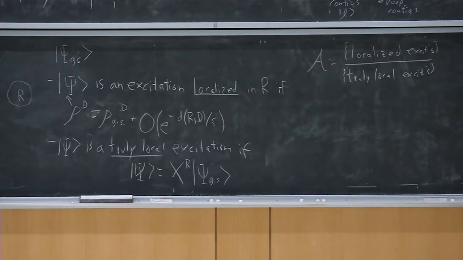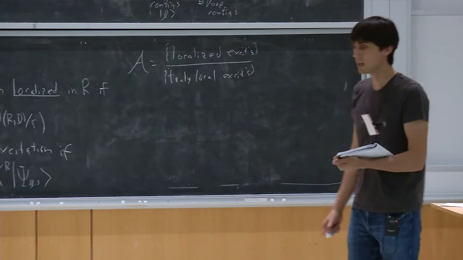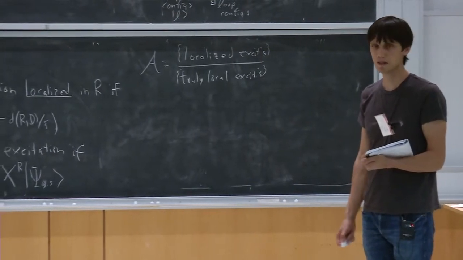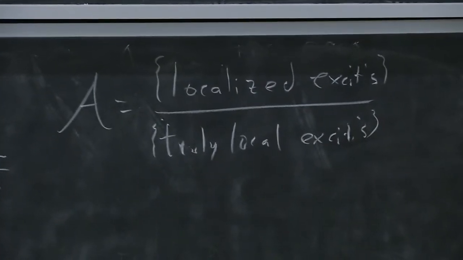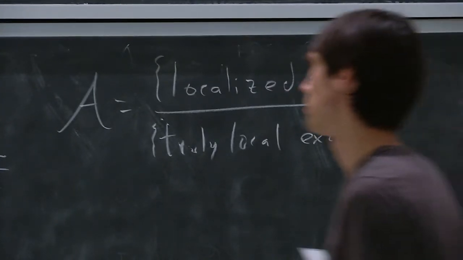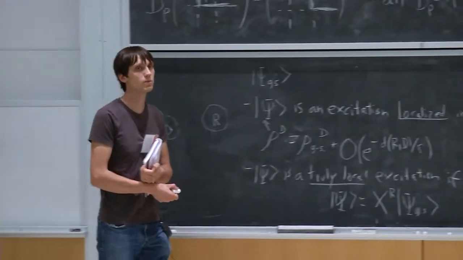Does X_R need to be unitary? No, the operator X_R, I don't think so. If it's not unitary, is it obvious that the reduced density matrix is the same? Oh, I guess if it's not unitary, you have to normalize.